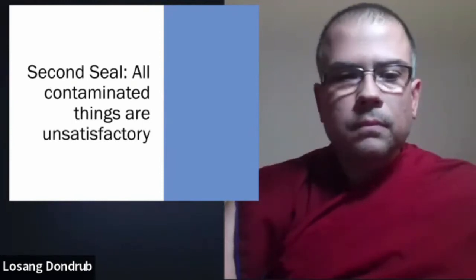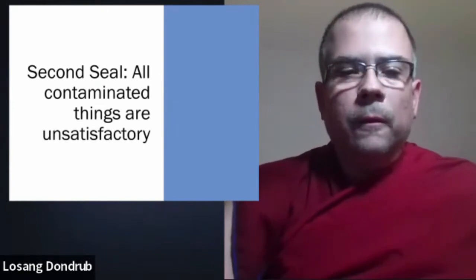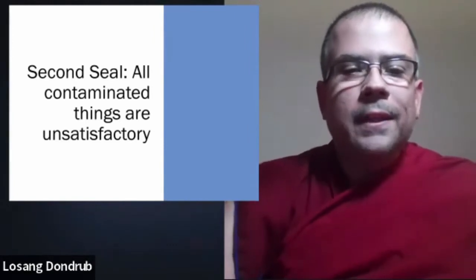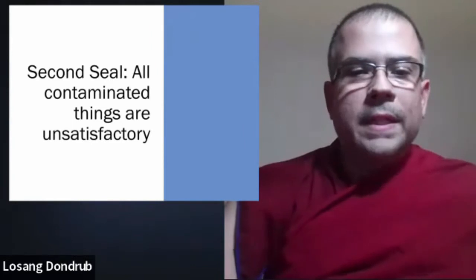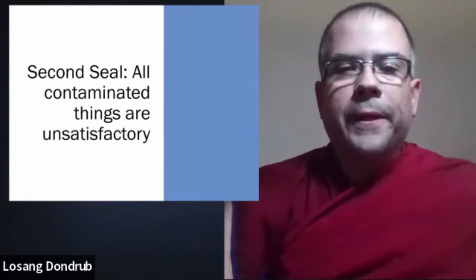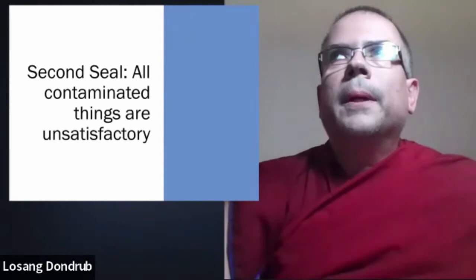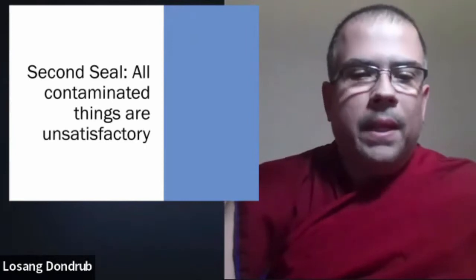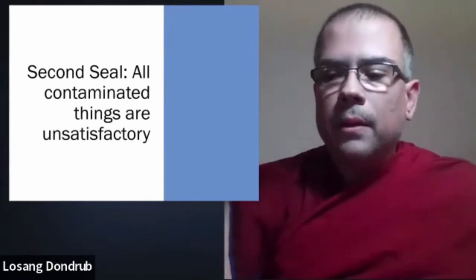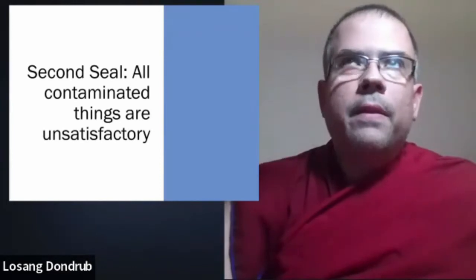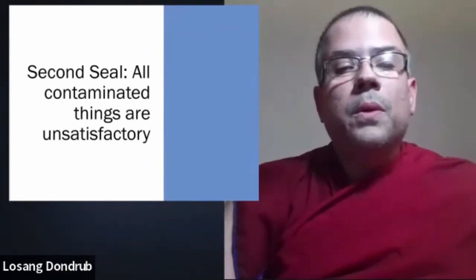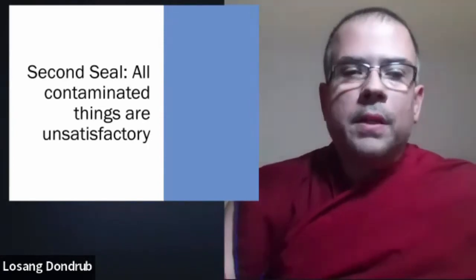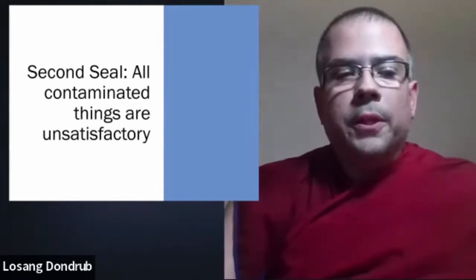Okay. So then the second seal sounds a bit harsh or a bit negative, because it says all contaminated things are unsatisfactory. But once we look at the technical meaning of contaminated, we'll understand that better. A contaminated thing is anything which has ordinary karmic causes and conditions as its origin.